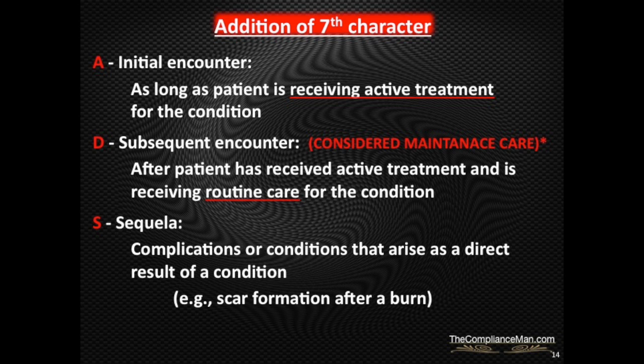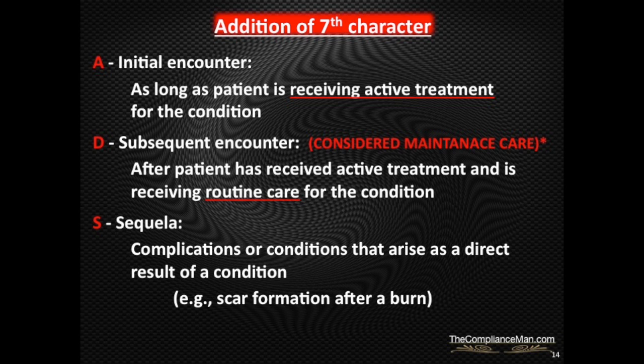As I said, the A character stands for initial encounter, and this means that the patient is receiving active treatment for the condition. The D, subsequent encounter, means that the patient is receiving routine care for the condition. So they will see the D character as being maintenance care when it comes to chiropractic treatment. So if you code the D, usually your claims will be denied because they will consider this maintenance care.